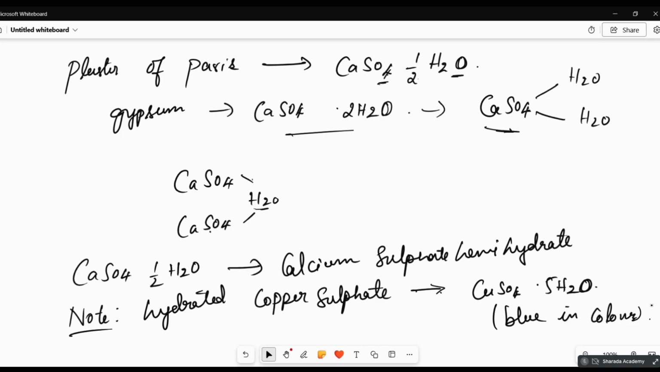Usually copper sulfate crystals are blue in color. They are actually hydrated copper sulfate, which contains copper sulfate plus 5 water molecules attached to each copper sulfate molecule. That we call hydrated copper sulfate, which is blue in color. When you heat that, the water molecules will evaporate. Then you will get only the copper sulfate crystals, which will be white in color.